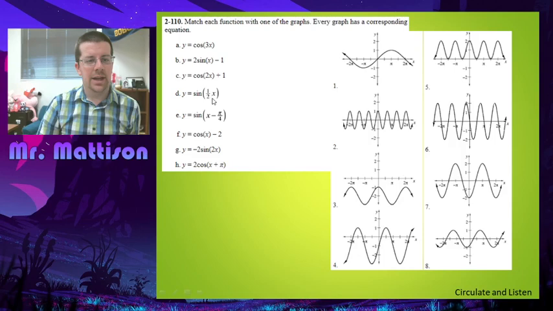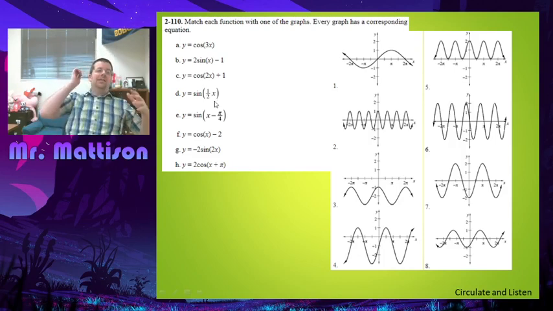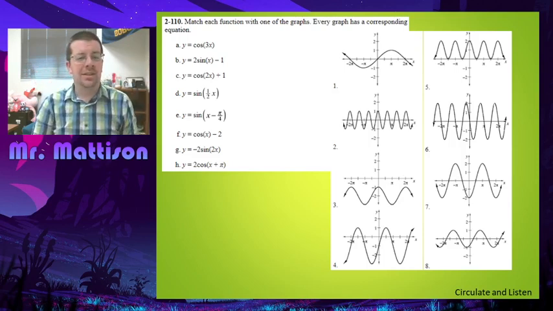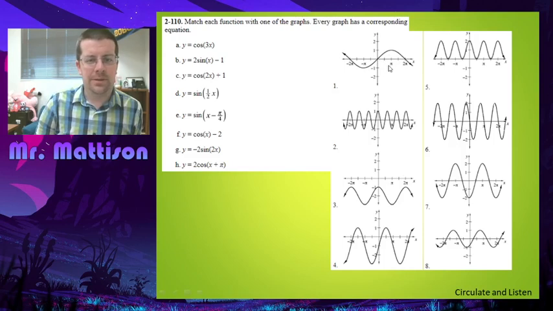D, sine of 1/2 x. So that 1/2 is going to actually make my period extra long, so I should only see half of a period in the 0 to 2 pi region. Standard sine curve, it's going to be this very first one here.